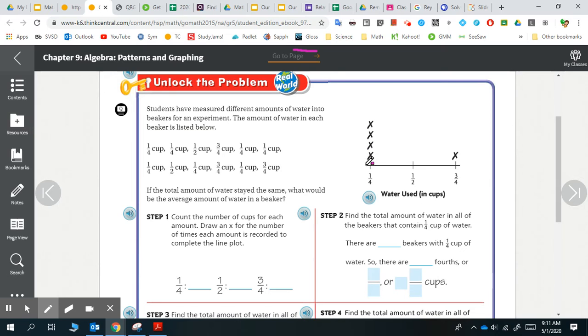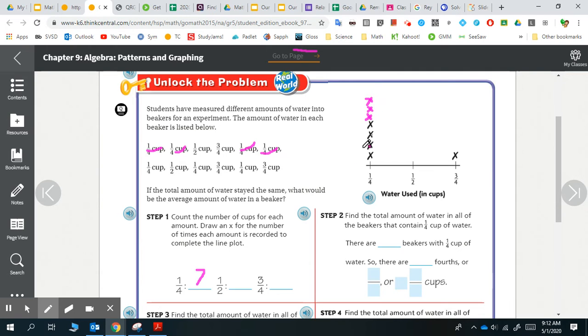They've shown 4 of the 1/4 cup amounts. So I'm going to cross those off so we remember that they're already on the line plot. And you'll see, how many more do we have to add? I see 3. So it's going to ask us to record the additional information, draw an X for the number of times each amount is recorded. So the 1/4, we're going to have a total of 7. And that means I need to make 3 more on the top here.